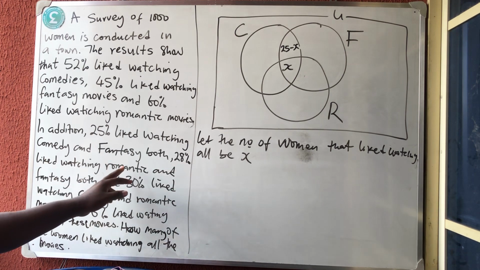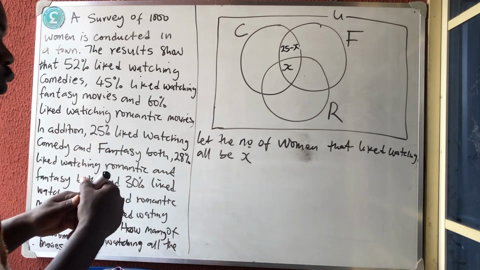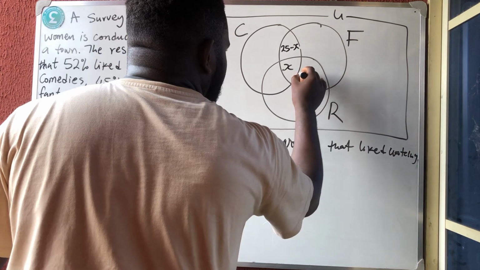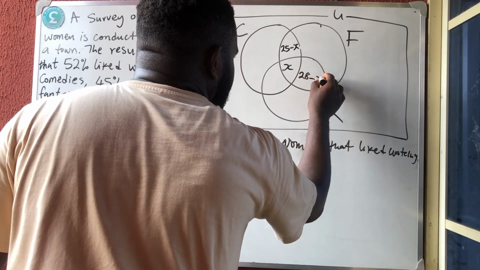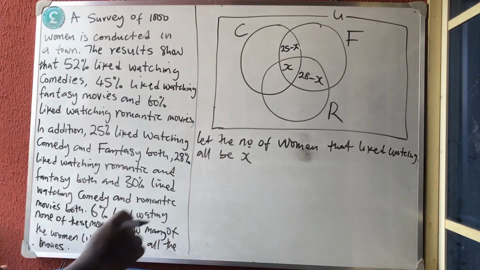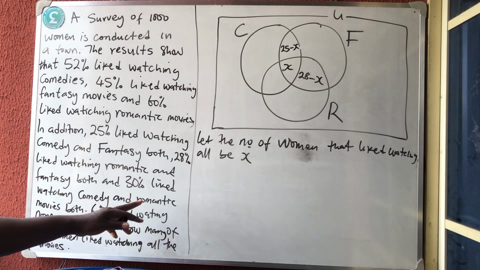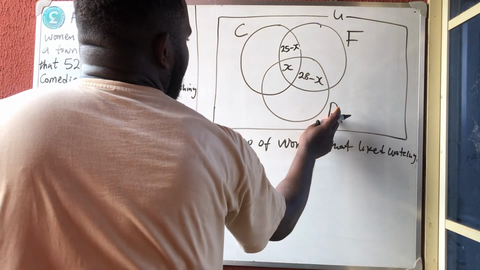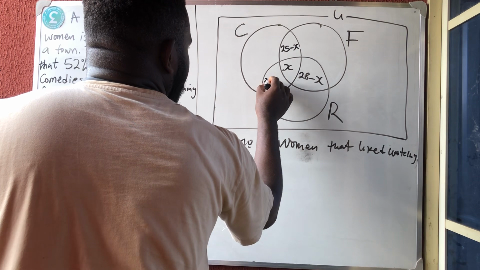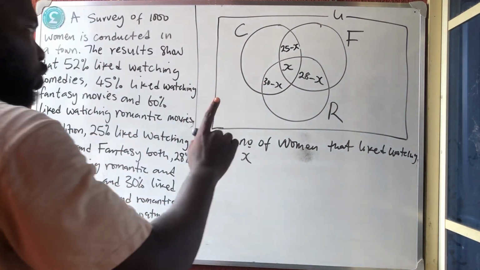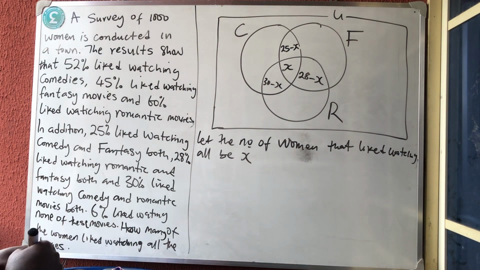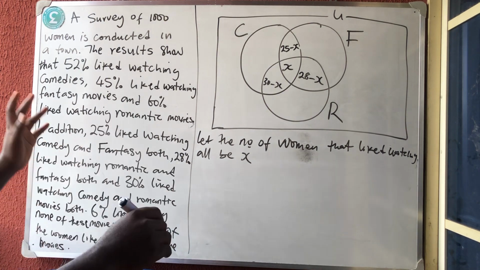Next, 28 liked romantic and fantasy, and they did not put only, so that is 28 minus X. Finally, 30 like comedy and romantic, so 30 minus X, because they did not put only. If you are done with the intersections of 2, go to the ones alone.